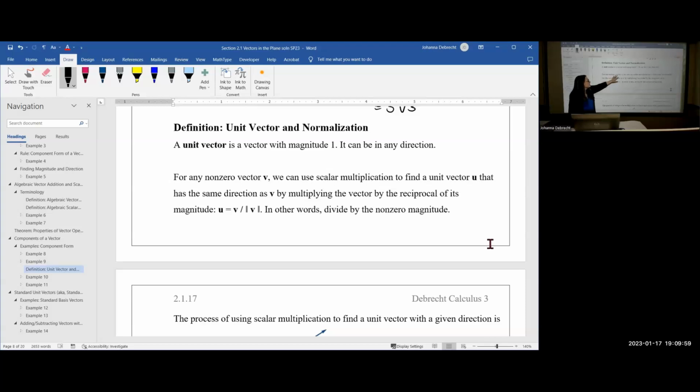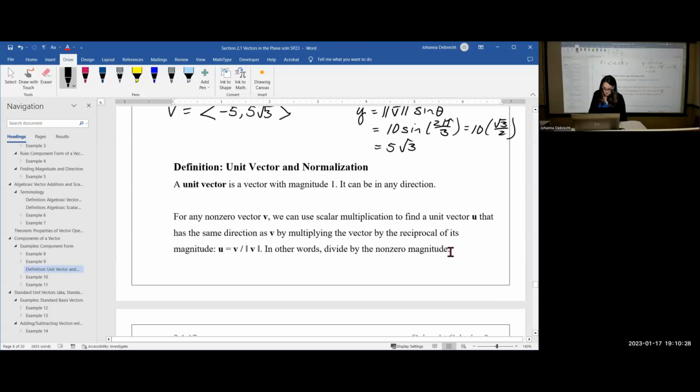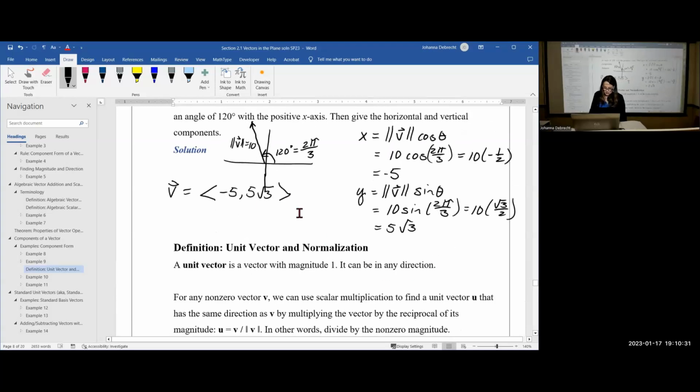Now, if you take any non-zero vector, now you can't do this to the 0 vector because its magnitude is 0, and there's nothing you can do that's going to turn that into a 1. But if you take a non-zero vector, we can just use scalar multiplication to find a unit vector that points in the same direction but has length 1. And all you do is you take the vector and you divide by its magnitude, right? The non-zero magnitude. So for example, if I were looking at this vector right here, I already know that the magnitude of it is 10.